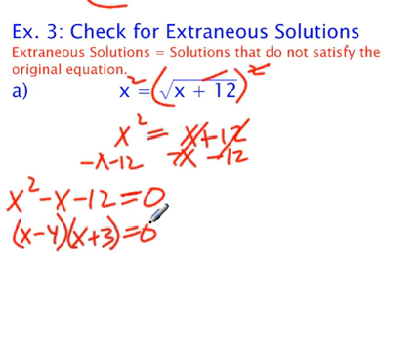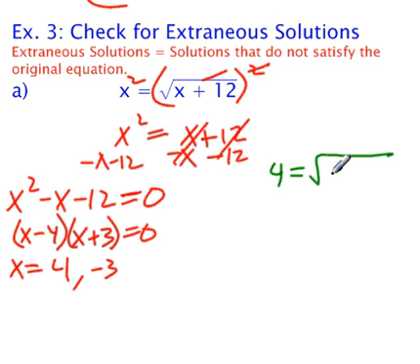Okay, and when you do that, as we know from the cover-up method or the zero product property, we know that we would get x equals positive 4 and negative 3. Okay, so that would be my two solutions. So we need to go back and check those two solutions to make sure that they work. So we need to plug them back into the original equation and see if they work. So let's say 4 equals the square root of 4 plus 12.